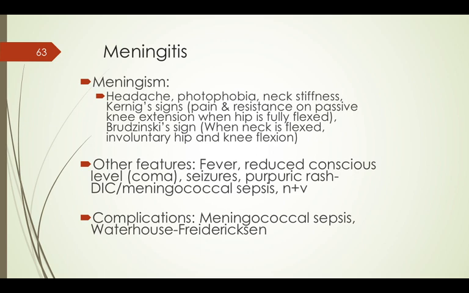In terms of features, meningism, basically irritation of the meninges, can result in headache, photophobia, neck stiffness, Koenig sign, which I've mentioned, and Brudzinski's sign, which is when the neck is flexed, the hip and knee flexes in as a result. Some of the other features include fever, consciousness level reduction, seizures, a rash which would indicate septicemia, and nausea and vomiting.